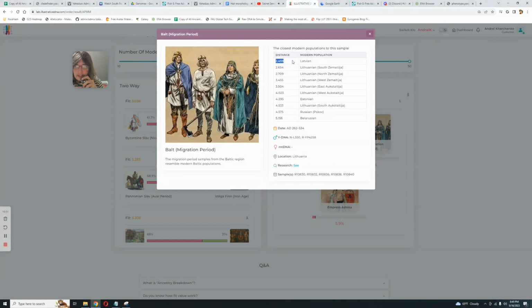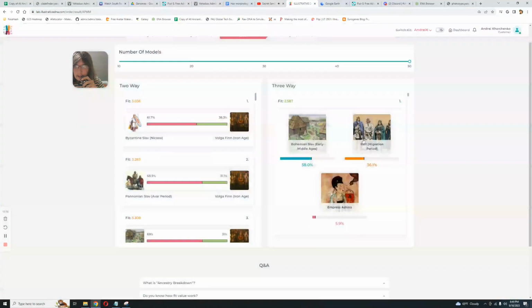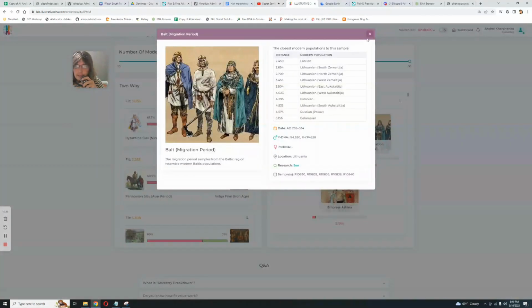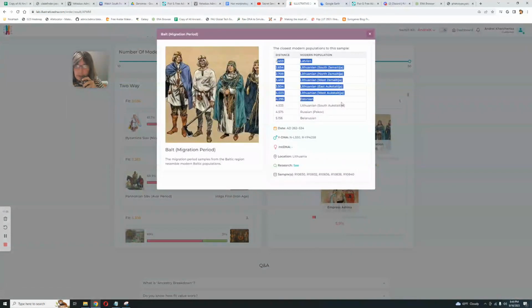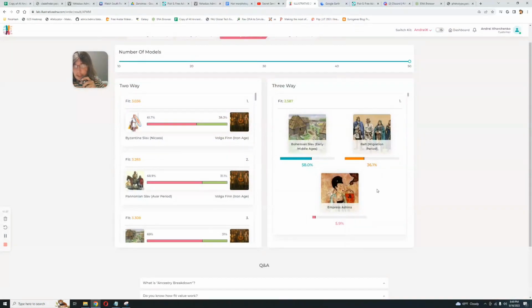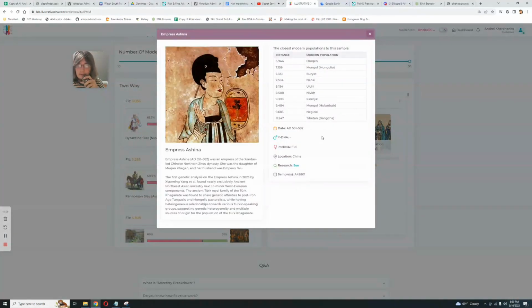You can see the distance here is pretty close, so it's a pretty southern individual, and basically like a modern Latvian. So I'm getting modeled as a mixture of Bohemian Slav, which is basically like a modern West Ukrainian, plus basically a modern Latvian, plus Empress Ashina. And Empress Ashina, I could not find her data on European Nucleotide Archive, so you're not going to see a video on her, at least until they post it there. Maybe they'll post it there eventually, and then you're going to see a video on her genome.